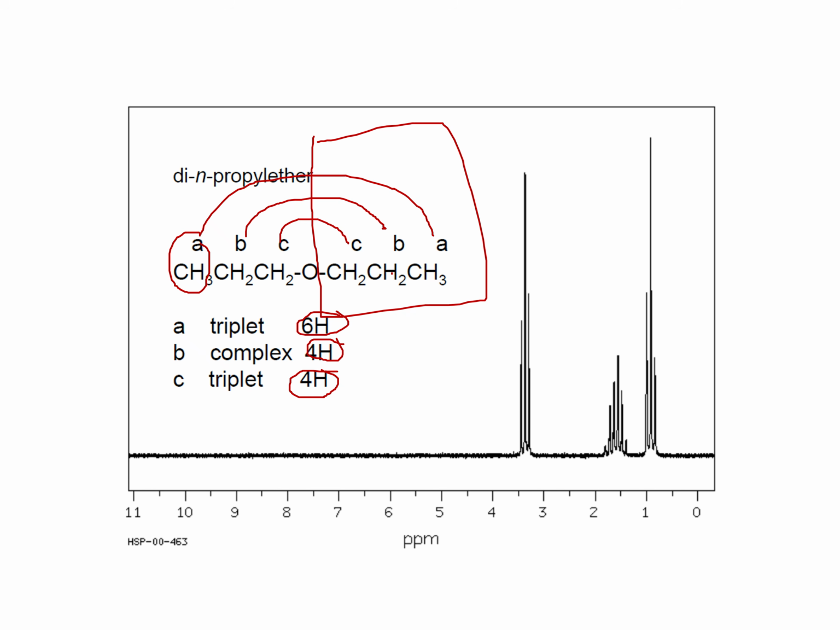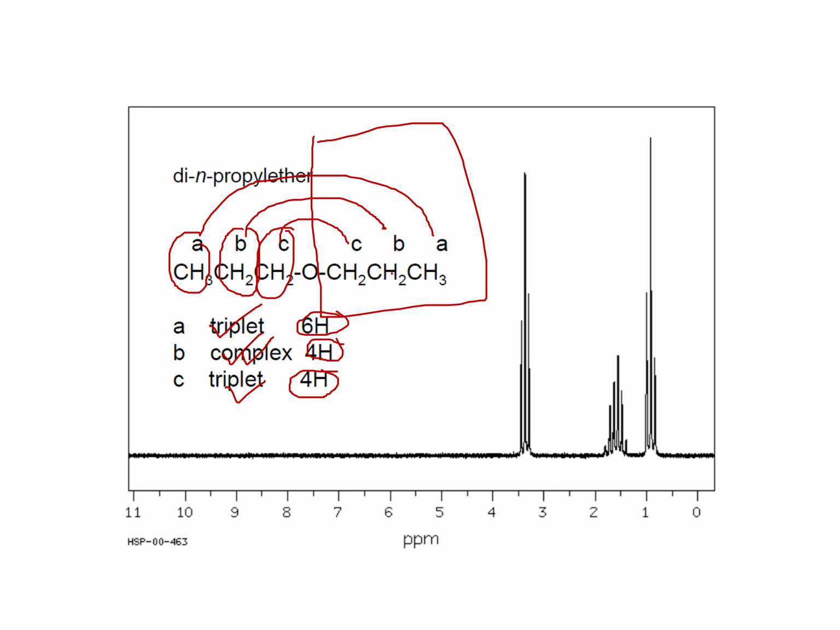So now for A, how much splitting will happen? For A, nearby hydrogen is 2, so 2 plus 1 is equal to a triplet. For B, how many nearby protons does it have? It has 3 plus 2, 5 nearby protons, that means it would be a sextet, sextet means complex. Then for C, how many nearby hydrogens does it have? It has only 2, so 2 plus 1 is equal to a triplet. I think you can easily understand that.